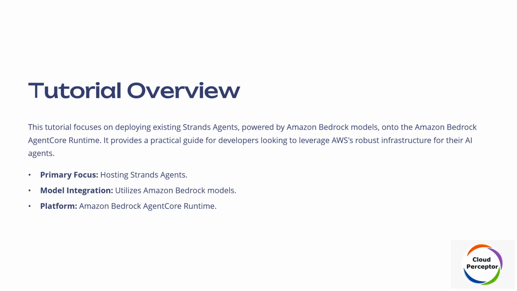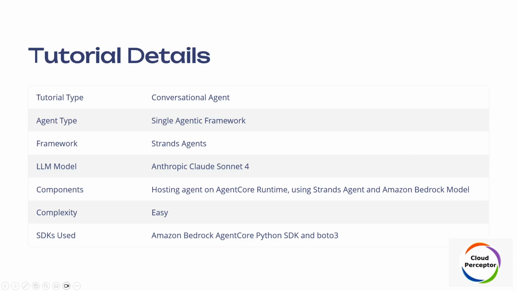So this tutorial is all about deploying your Strands agents powered by Amazon Bedrock models into the AgentCore Runtime. It's a practical guide for developers looking into leveraging AWS infrastructure for conversational AI. We are working with a single agent framework using Strands agents and the Anthropic Claude Sonnet 4 model. The SDKs are the Amazon Bedrock AgentCore Python SDK and Boto3. And the best part is it's very easy to implement.